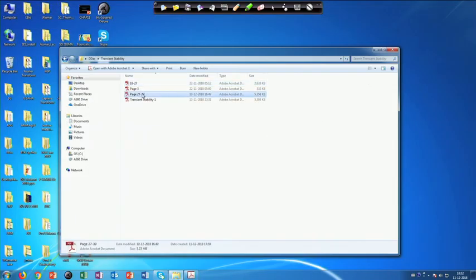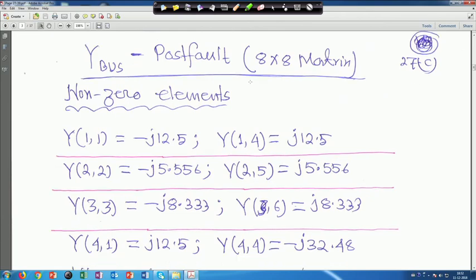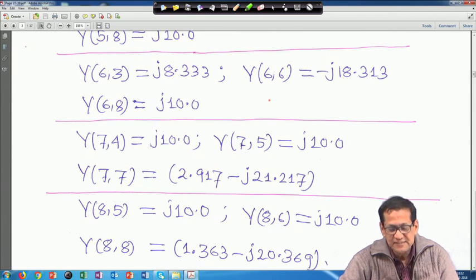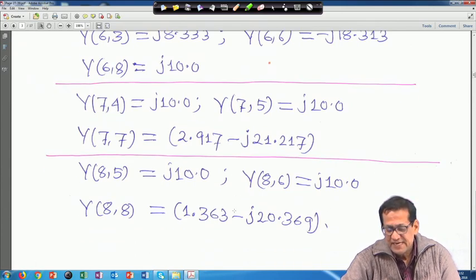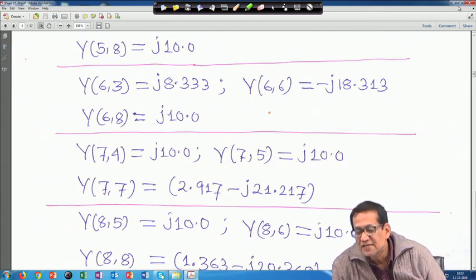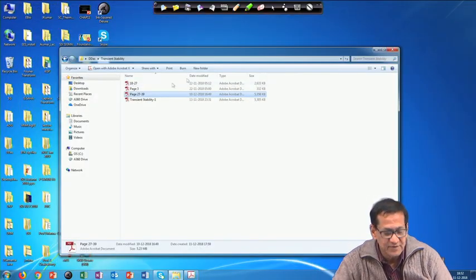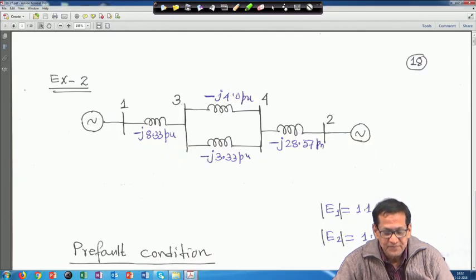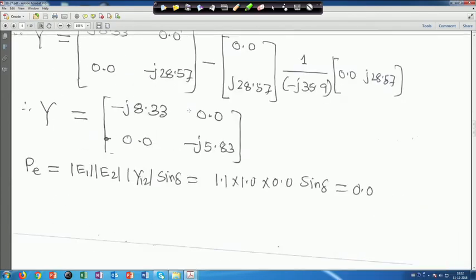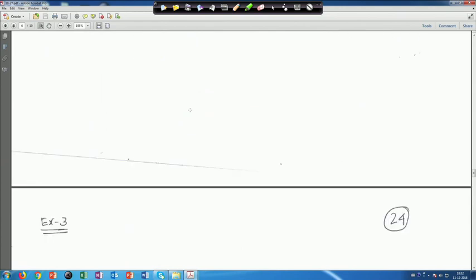So this is your post fault matrix. Here 7 4, 7 5 and 7 7 are there, and here 8 5, 8 6 and 8 8 are there. If you go back to the diagram, 7 4 and 7 5, right, because we are putting it away.